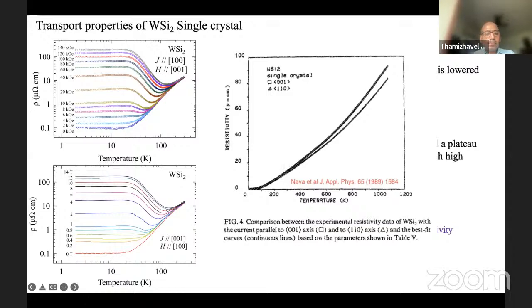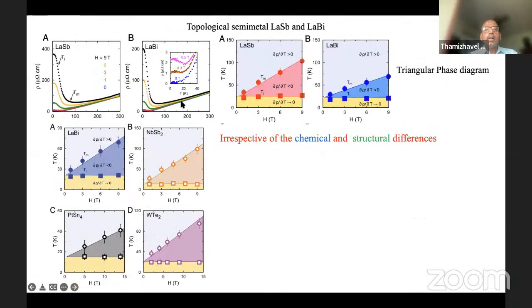Okay, so this type of increase in the electrical resistivity with the applied magnetic field has already been seen in several of these topological semimetallic systems like lanthanum antimony and lanthanum bismuth. And where the electrical resistivity shows an upturn like a metal-insulator transition, they coined this TM. And where this saturation is observed, this is an inflection point.